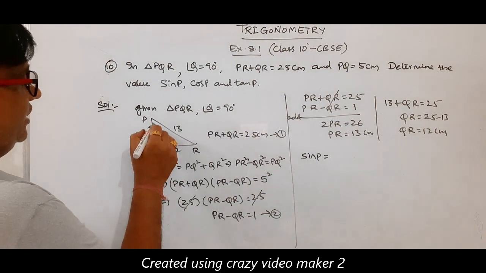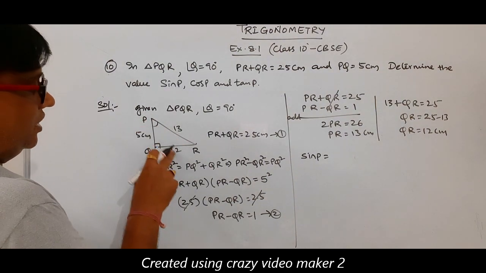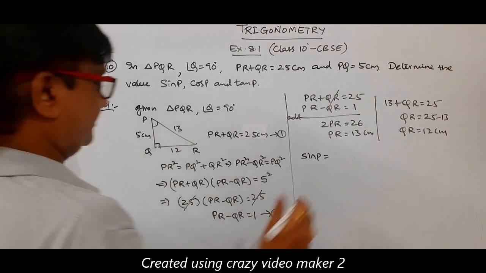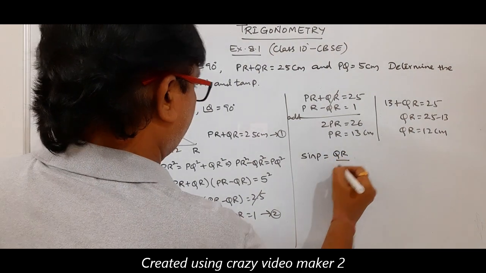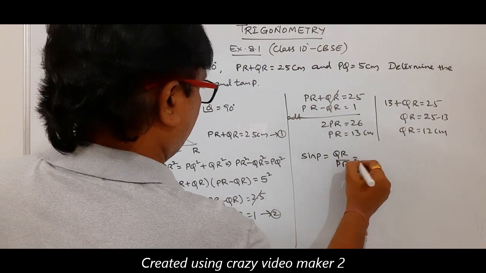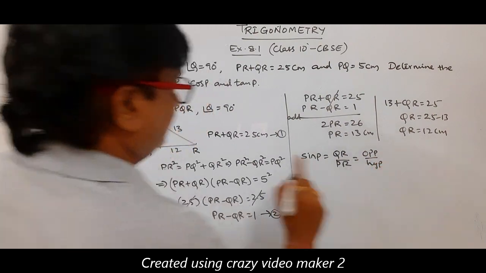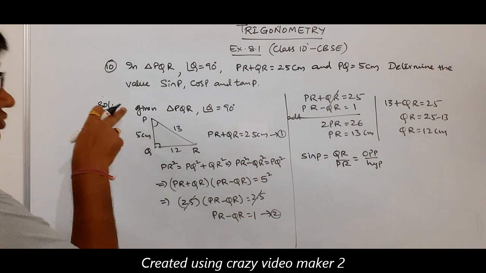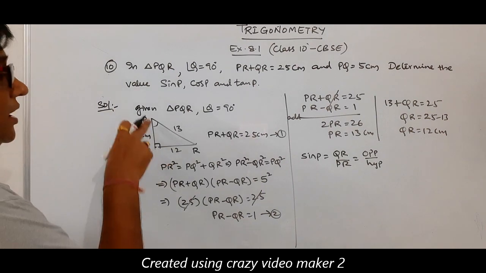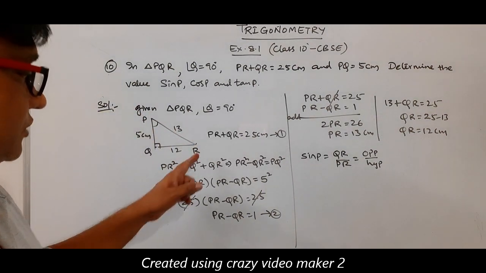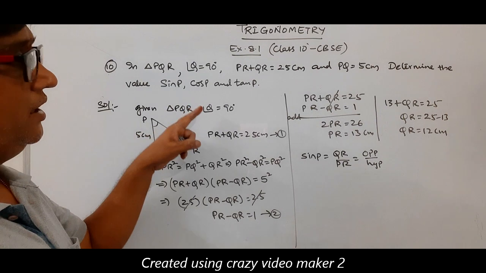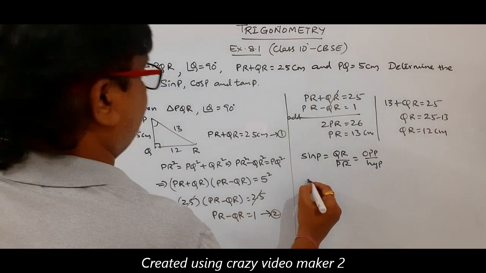Sin P means here P is there. P opposite and hypotenuse, QR by PR. You can write it as P opposite by hypotenuse. See that P is here, so that is P opposite and hypotenuse. Next one is cos P.